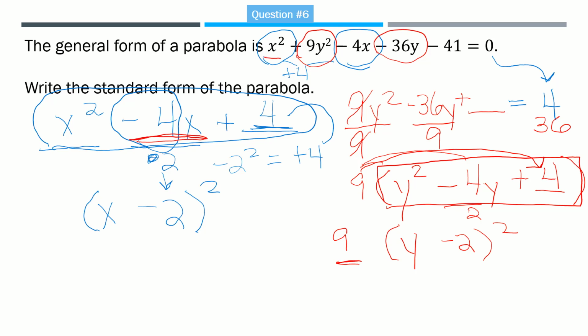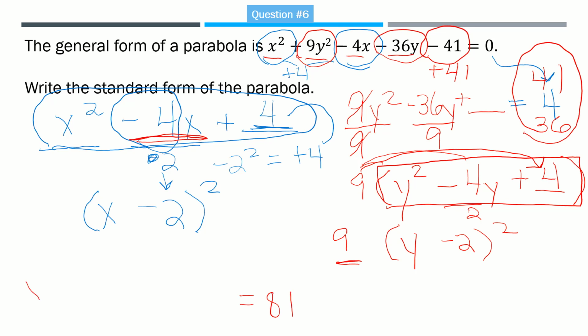Now we've taken care of the first, second, third, fourth terms. We've used those to complete a square. We still have that constant -41. So I'm going to add 41 to the left, and I'm going to add 41 to the right. I'll get my calculator out to make sure that I'm not making mistakes. 41 plus 4 plus 36 is equal to 81. So those three numbers added together are equal to 81.